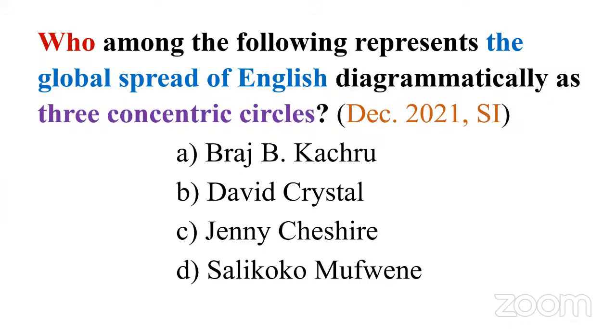So here is a question from December 2021, shift 1. Who among the following represents the global spread of English diagrammatically as 3 concentric circles? A. Braj Kachru, B. David Crystal, C. Jenny Cheshire, D. Mufwene.